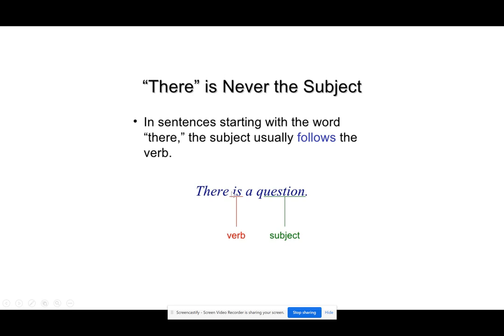Okay, so here's what I just talked about with you. There is a question. Notice here the subject is after the word there and it's singular, so we're only going to use the verb is.